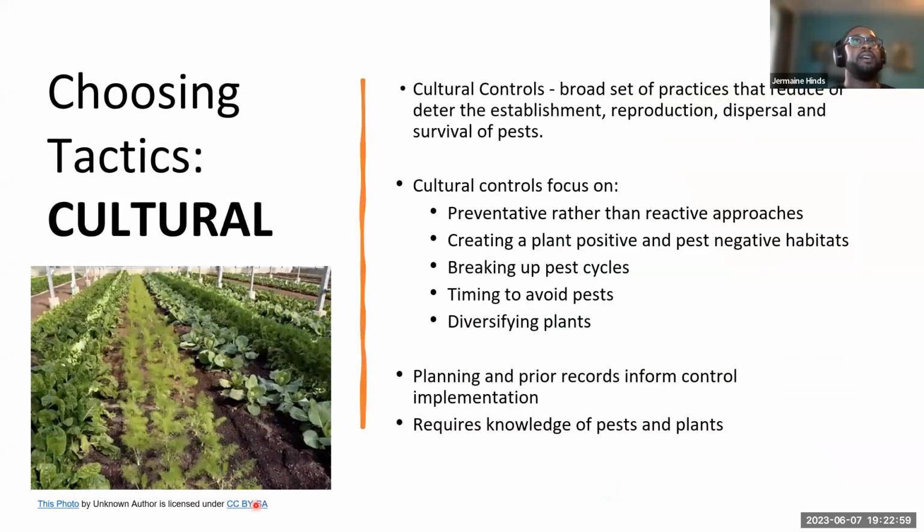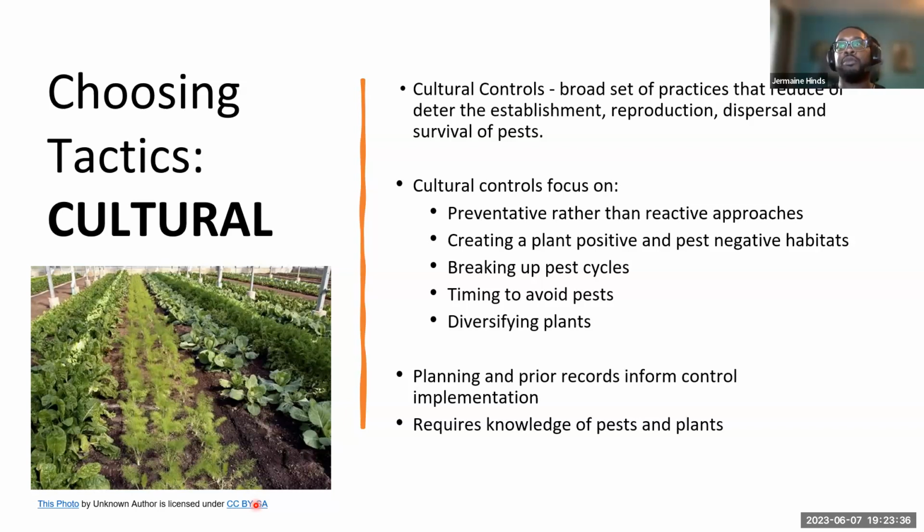So first up is cultural tactics. Cultural controls are a broad set of practices that reduce or deter the establishment, reproduction, dispersal, and survival of pests. So this is what I mean when I say create a plant positive, pest negative environment. Cultural controls focus on preventative rather than reactive approaches. So creating a plant positive environment, pest negative habitats. When you learn about your pest dislikes, how can you use that against them in your planting system?